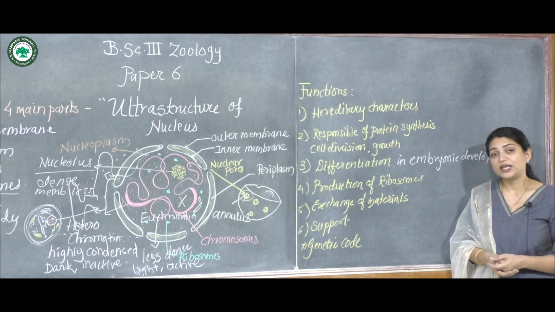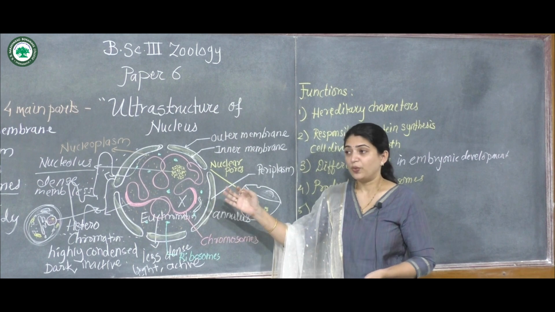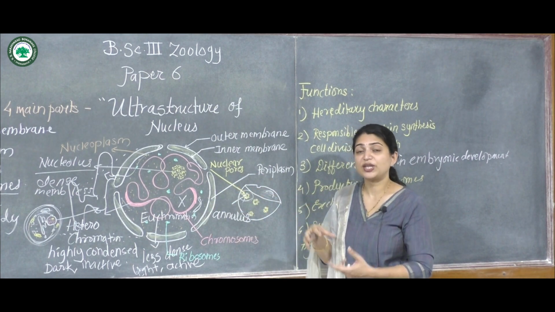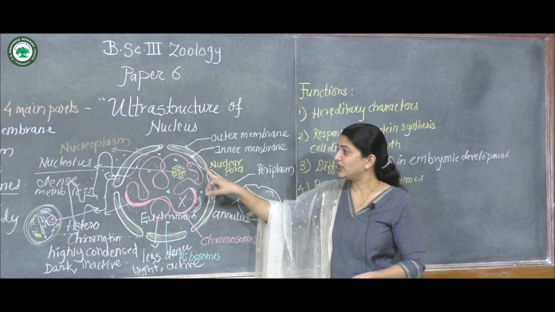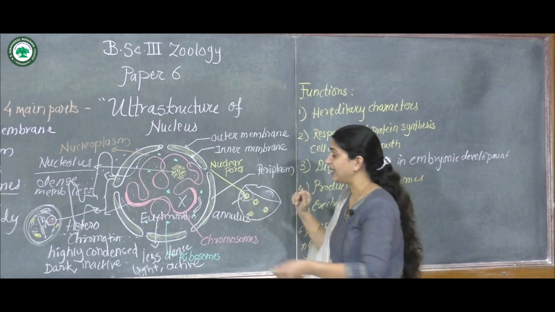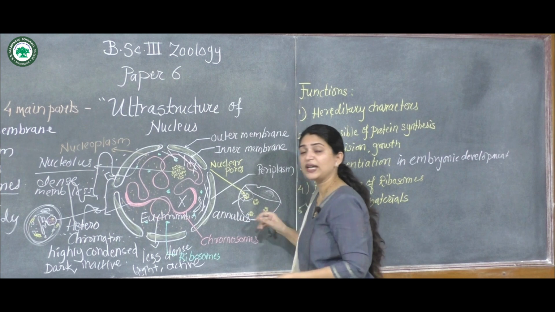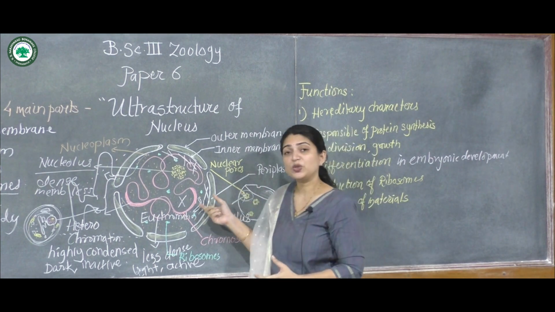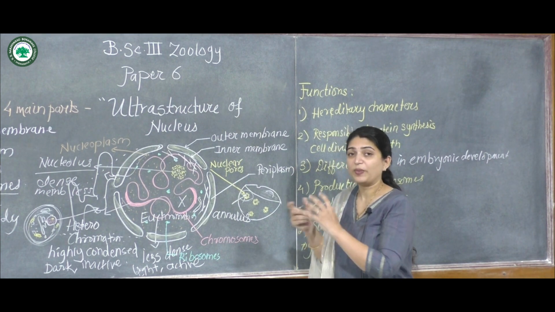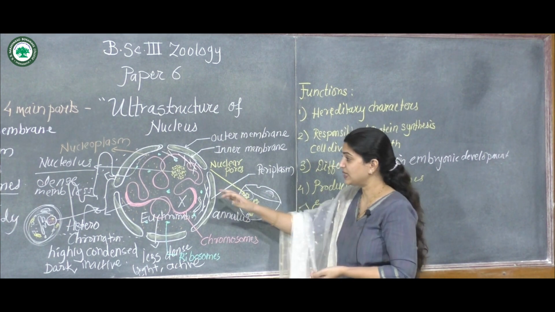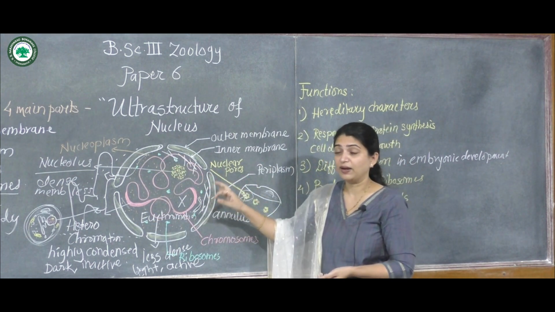Next is support. Support means here you can see the double layered membrane, which gives a definite circular or rounded structure to the nucleus. Okay, and below this double layered membrane, there is the presence of a laminin structure, which is a cytoskeletal structure that supports the double layered membrane from any mechanical stress. So this lamina helps to maintain the structure. So this is called the nuclear lamina.